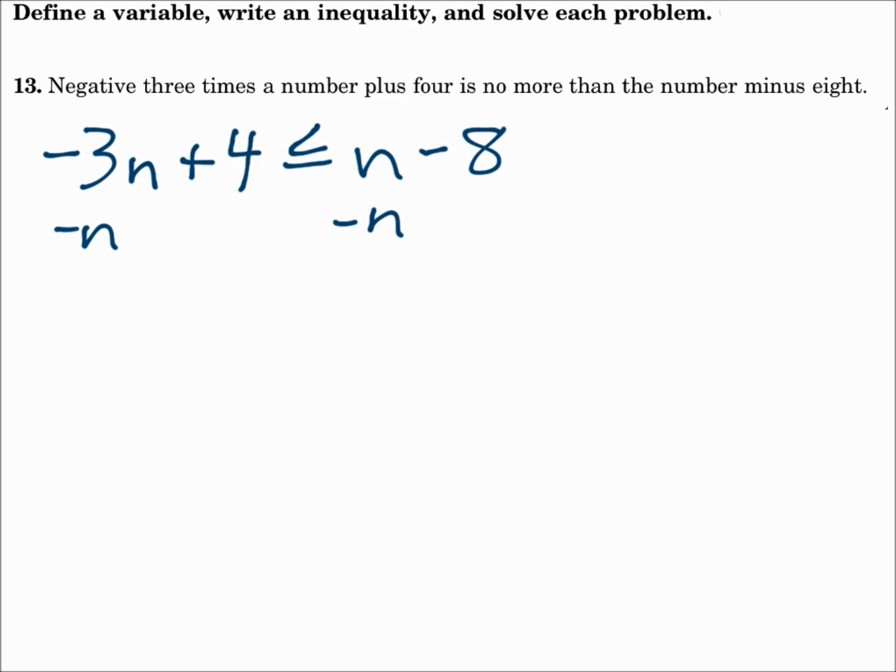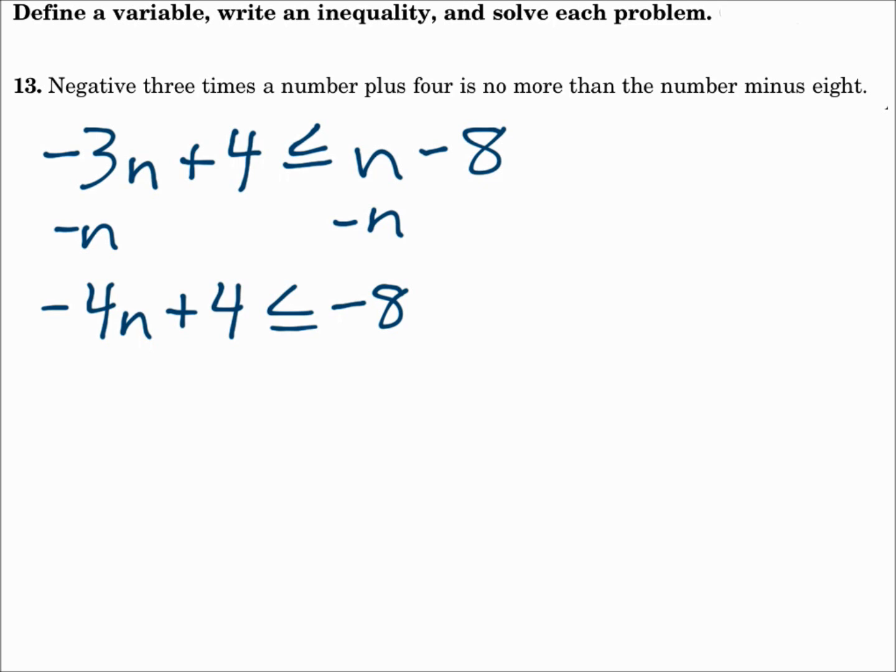Negative 3n minus n is negative 4n. Always remember, n is 1n. So negative 3n minus 1n is negative 4n. The n's cancel on the right, leaving a negative 8. Watch that sign in front of the 8 there, it's negative.